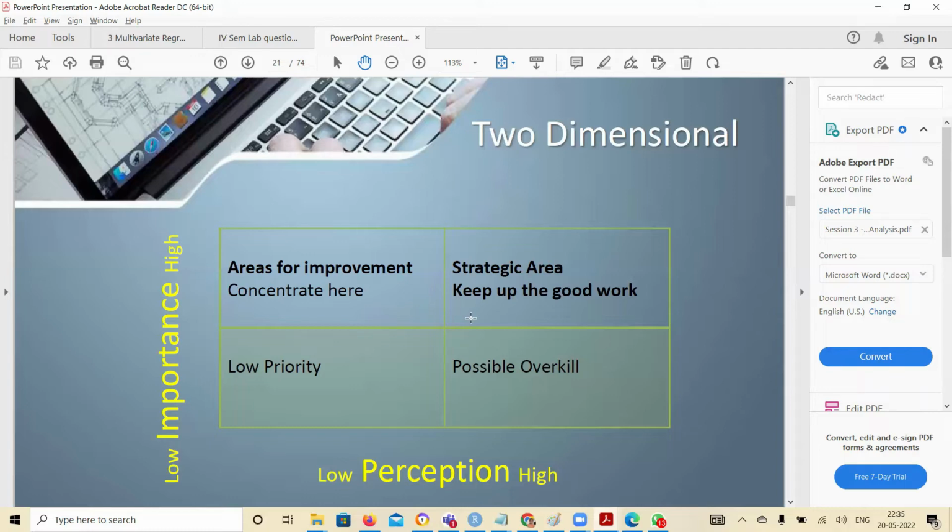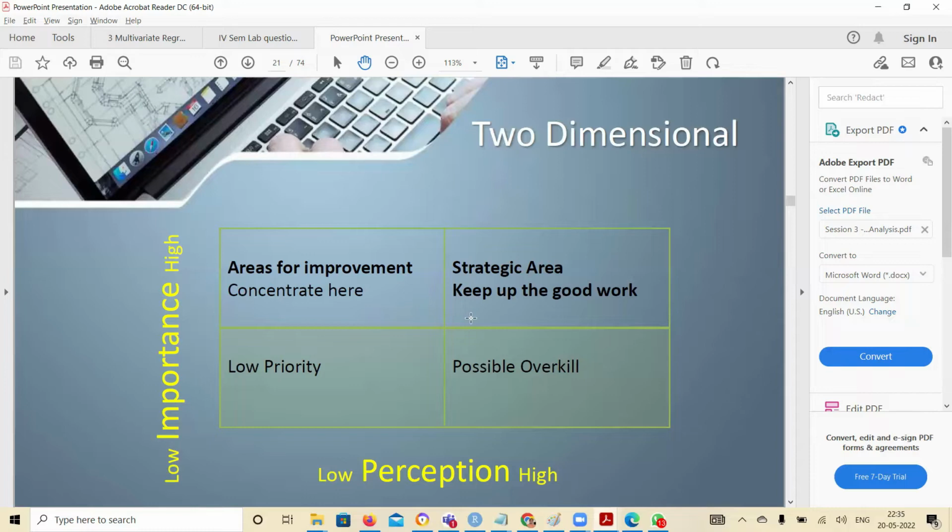You think it's not that important. It's low perception, but the importance is high. Actually, it is high, right? So these are the areas where probably we are not focusing because we perceive it to be less important. So we are not focusing on it. Okay, but these need to have importance. So we call them areas of improvement. Include those areas in your discussions and those things.